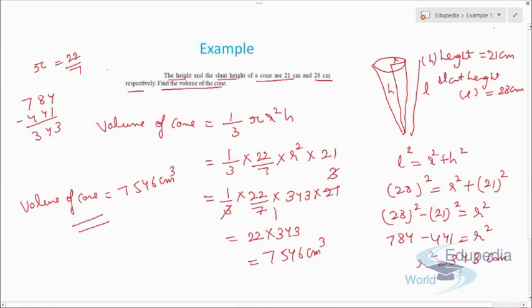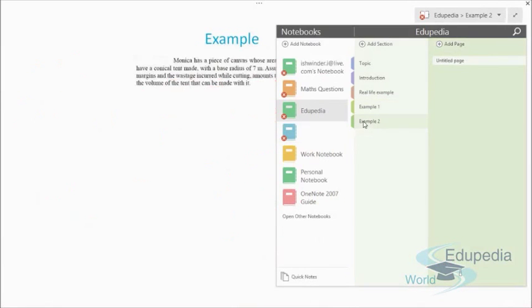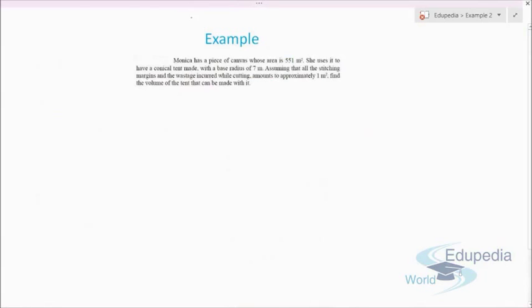So this is how we can use the concept to find the solution to different type of questions. So let's discuss the next example, which is example number 2 and also the last example of this video. Now the example says that Monica has a piece of canvas whose area is 551 meters square, and she uses it to have a conical tent made with a base radius of 7 meter. Now assuming that all the stitches, margins and the wastage incurred while cutting amounts to approximately 1 meter square, we need to find the volume of tent that can be made with it. So let's see how we can solve this question.